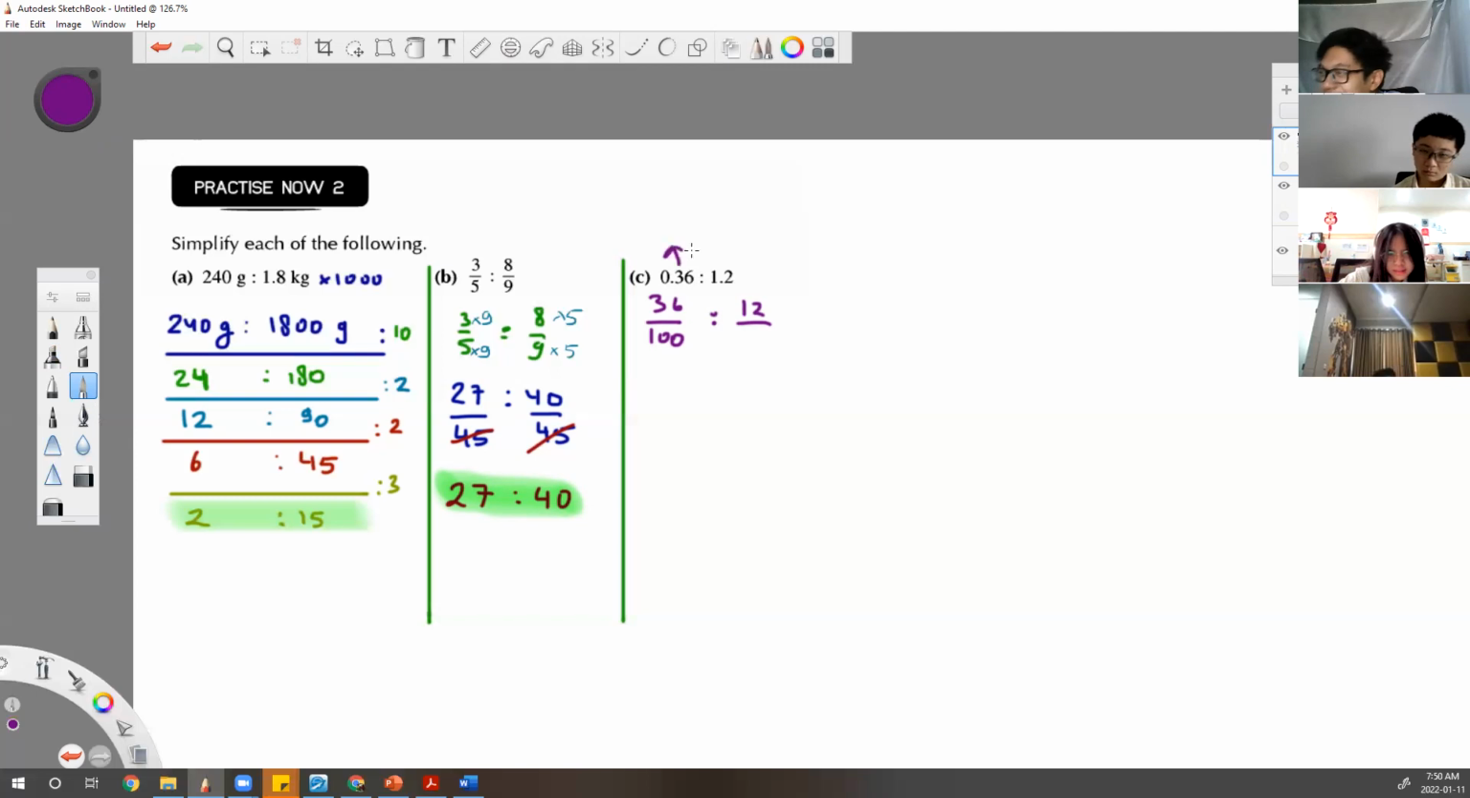Hati-hati ya, ini kan 2 decimal place. This will be 1 decimal place, right? So 10. But the unit, the denominators are still different. You have to make them equal. Gampang nih, kali 10, kali 10, biar jadi 100. 36 over 100 divide by, ini harus sama, make the denominator equal.